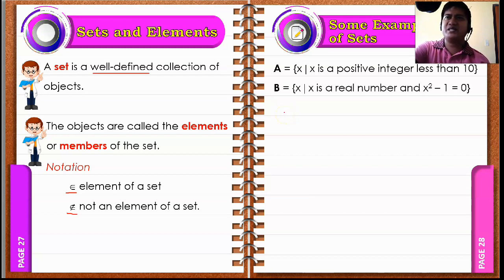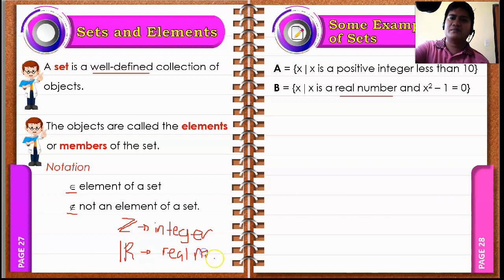Another example, we have set B equals the set of all x such that x is a real number. By the way, in sets it is very important that you are familiar with some terms or symbols that we will be using. The symbol Z stands for integers, and R stands for real numbers. This is just a review. So x is a real number, and if we compute this equation, we get x equals positive and negative 1. Those are the elements of set B.